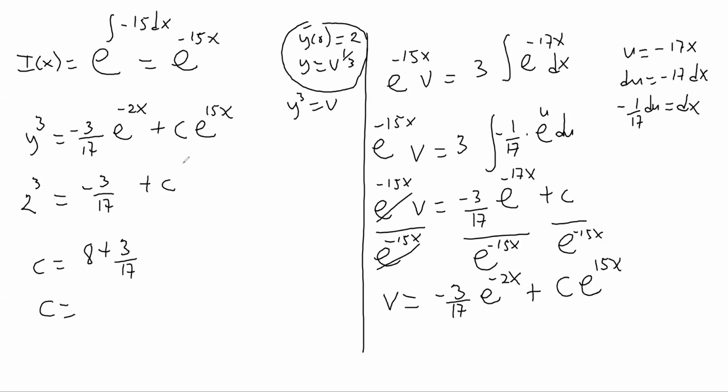And our c here, if you simplify, will be equal to 139 over 17. Let me erase it. I'm sorry. Okay, perfect. So now we know the value of c. So what I'm going to do is erase this side.